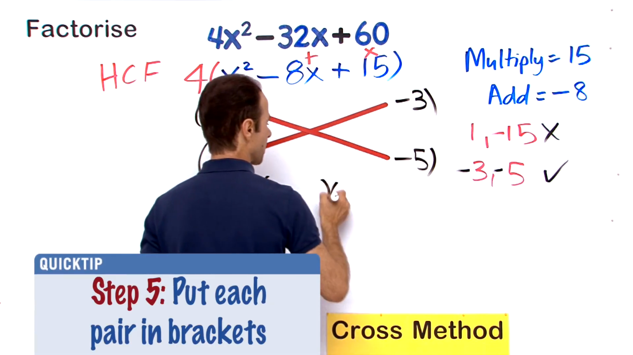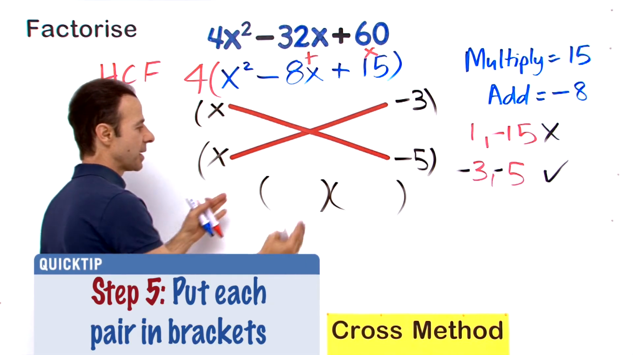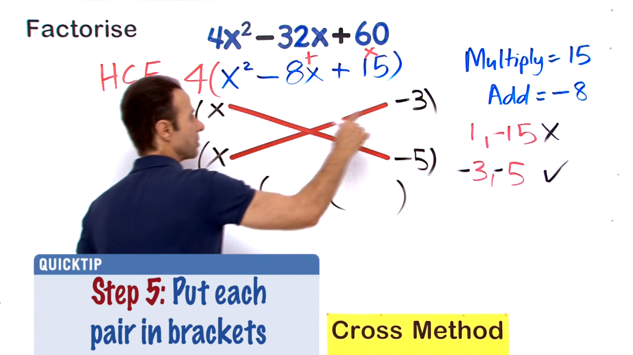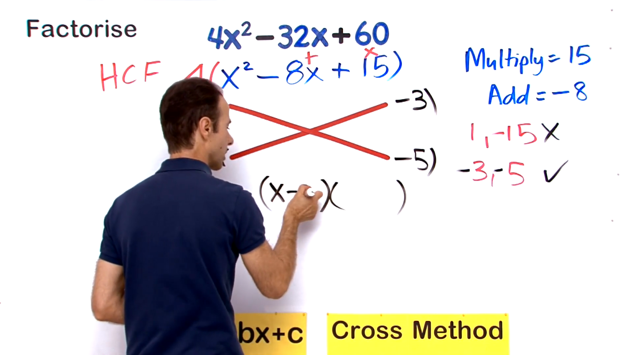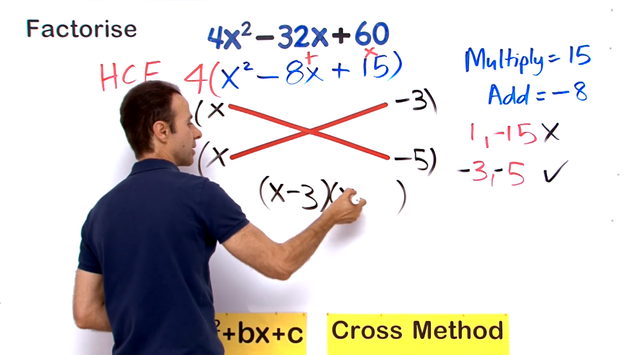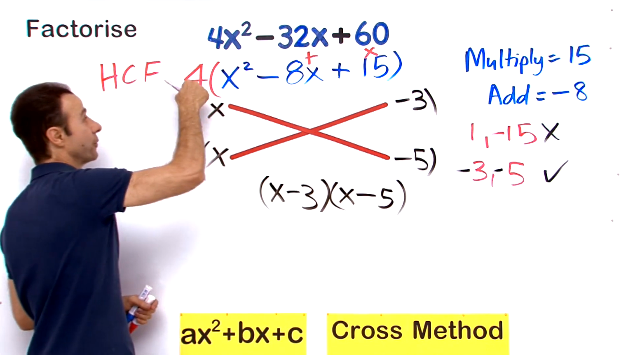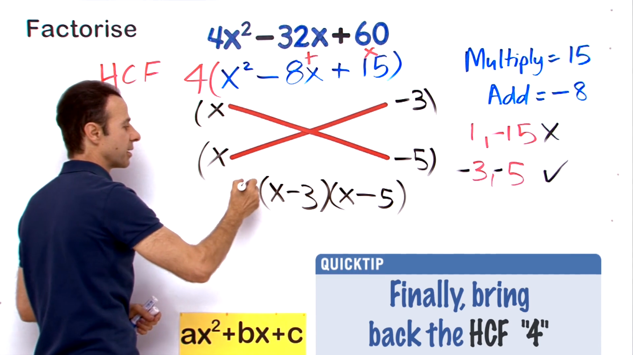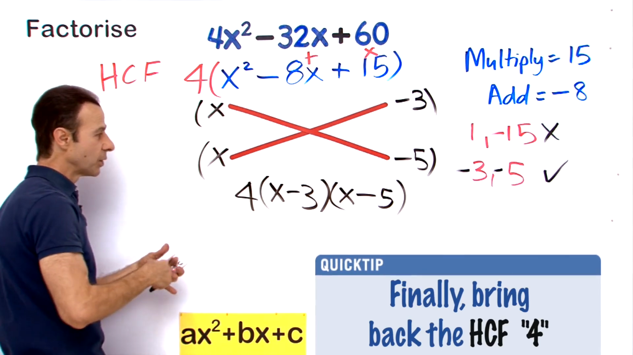All we have to do now is put brackets, and then put the brackets side by side because they're multiplying. They're the pairs of grouping symbols. x minus 3, x minus 5. Now, remember that 4? We're going to drag and drop it and bring it down there. And there you go. That's fully factorized.